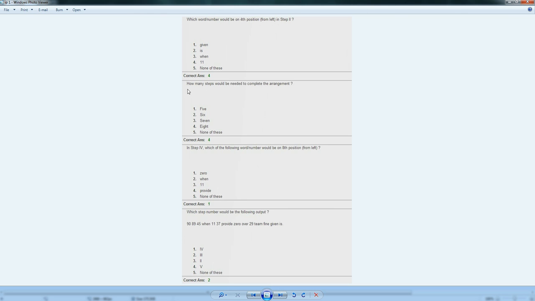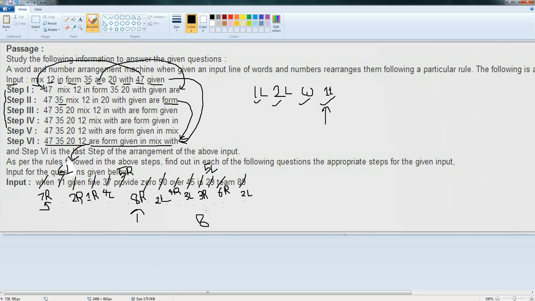The next question they ask is, how many steps would be needed to complete the arrangement? We already answered it: 8 steps will be needed. We have first option 5, second option 6, third option 7, fourth option 8, and fifth option none of these. The correct answer is option 4, that is 8, which we already answered. 8 steps will be required.